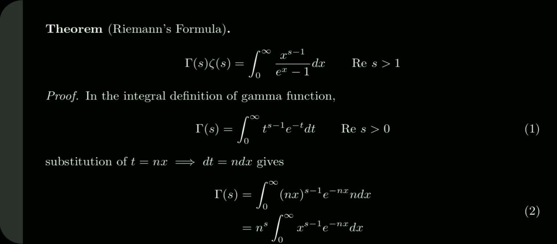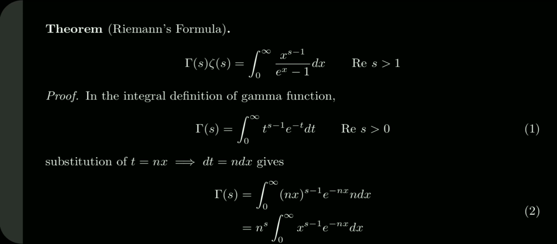In this video, we are going to derive Riemann's formula. That is nothing but the product of the gamma function and Riemann's zeta function. That is, gamma of s times zeta of s is equal to an integral from 0 to infinity of x to the s minus 1 divided by e to the x minus 1. The integral is with respect to x, and the real part of s should be greater than 1. And this is the convergence condition for this integral.